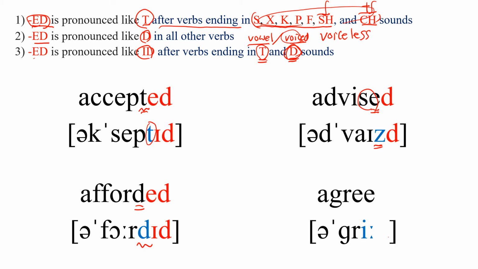Next one, agree. It's an E ending, so we don't put ED, but only D, and then we read agreed. This is a vowel ending, so this is voiced, so we don't put T, but D. Agreed. So let's read this all together, just one more time. Accept, accepted, advise, advised, afford, afforded, agree, agreed.